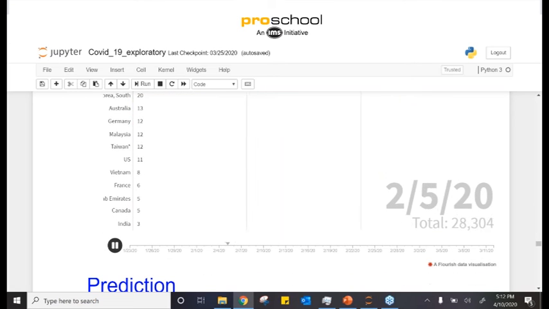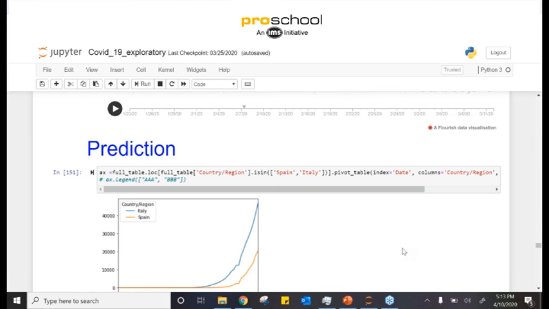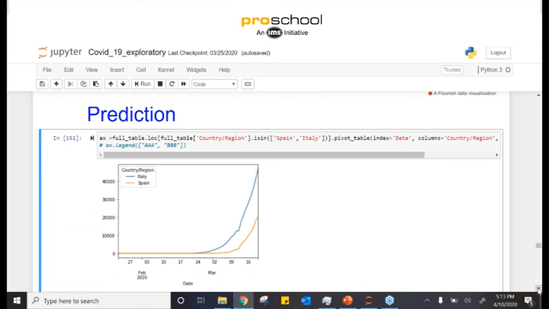Now, if we talk about the prediction part, we'll start with the prediction part. In the prediction part, first of all, what can we analyze, what can we predict? So obviously the straightforward answer is that it's a time series challenge. Like in a time series, confirmed cases and recovered cases keep on increasing like that.